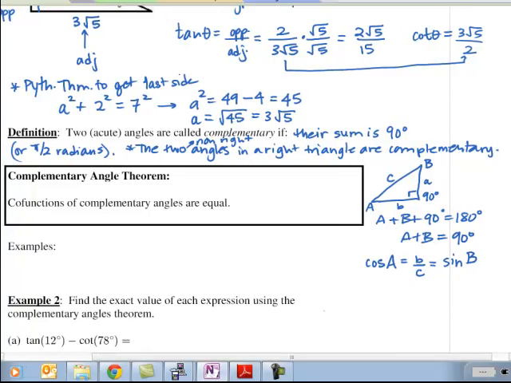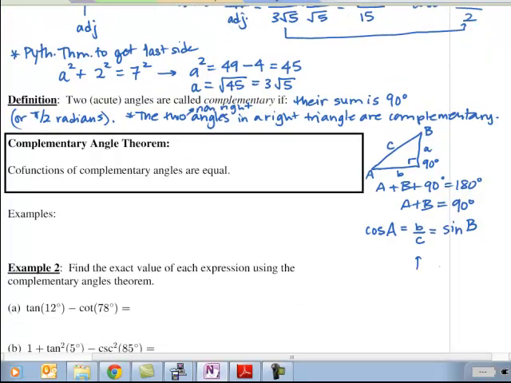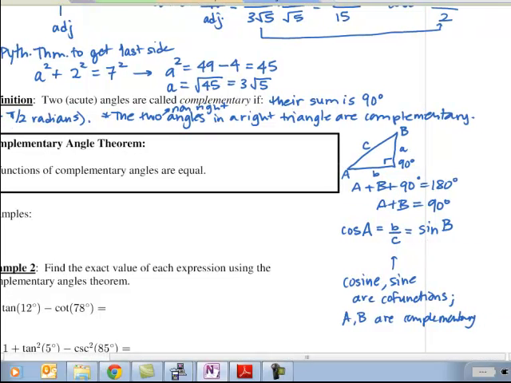So this next theorem says that cofunctions of complementary angles are equal. That just means that, like in this example, cosine and sine are called cofunctions. And A and B are complementary. So that means that if we use those angles A and B that are complementary, put cosine on one and sine on the other, those are going to be the same value.